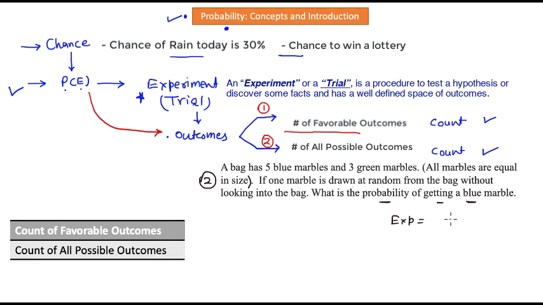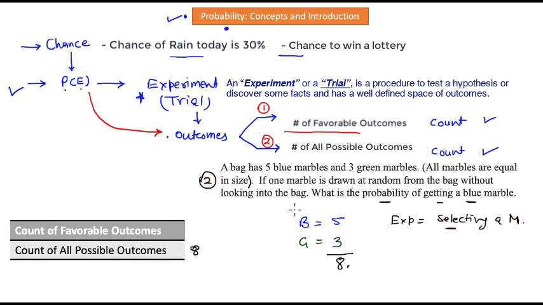This experiment is about selecting a marble, right? With reference to this experiment, we say that a bag has 5 blue marbles and then we have 3 green marbles, right? A sum total of 8 marbles, right? And you can select only one marble at a time, right? So in that case, out of 8 marbles, there are 8 possible ways that you could pick a marble, right? That means the count of all possible outcomes will be 8, right?